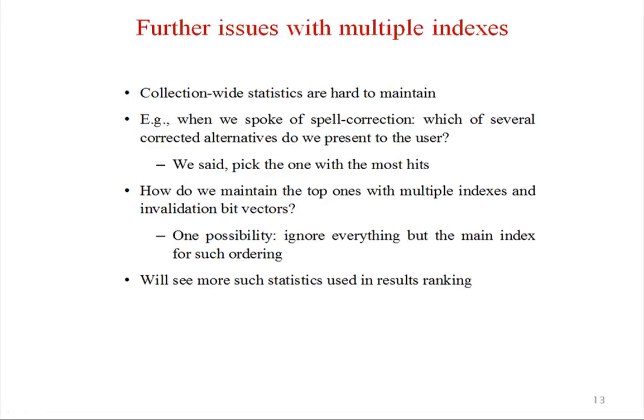Further issues with multiple indexes: collection-wide statistics are hard to maintain. For example, when we spoke about spelling correction, which of several correlated alternatives do we present to the user? We said pick the one with the most hits. This is actually a problem.